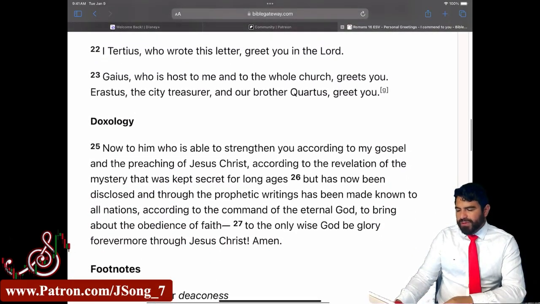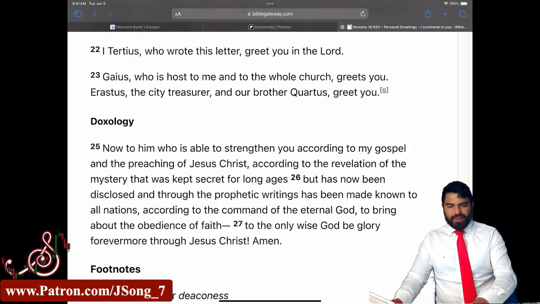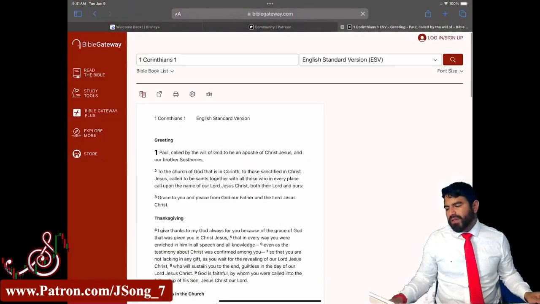And now to him who is able to strengthen you, according to my gospel and the preaching of Jesus Christ, according to the revelation of the mystery that was kept secret for long ages, but has now been disclosed through the prophetic writings, has been made known to all nations, according to the command of the eternal God, to bring about the obedient to faith. To the only wise God be glory forever through Jesus Christ. Amen. And that will conclude the book of Romans.